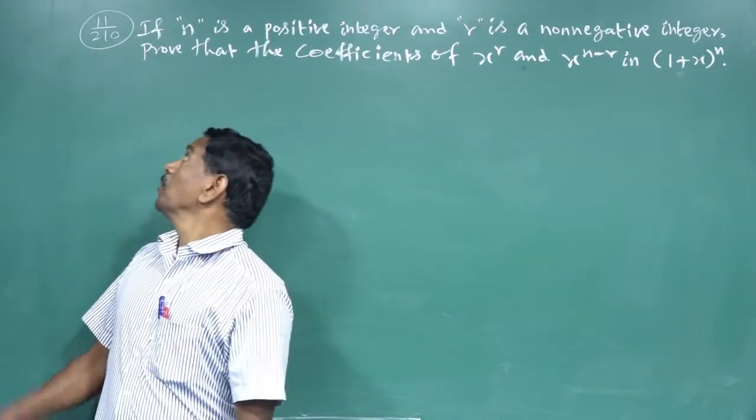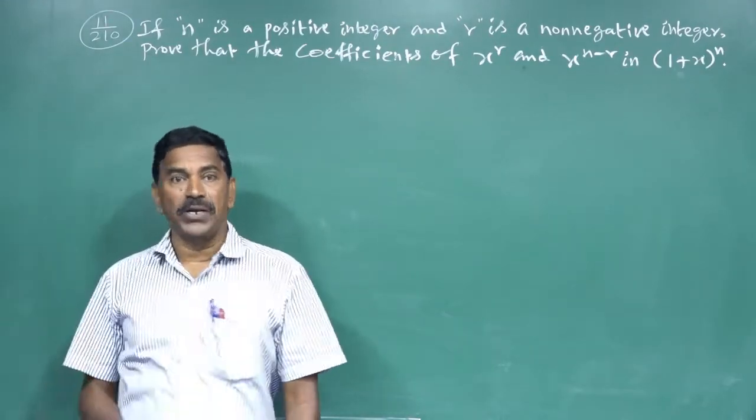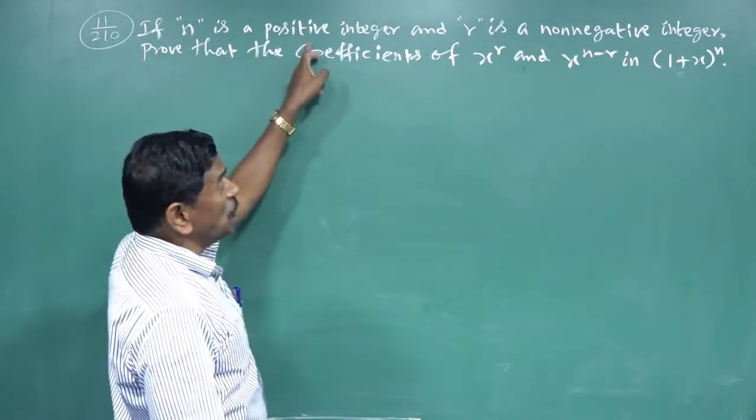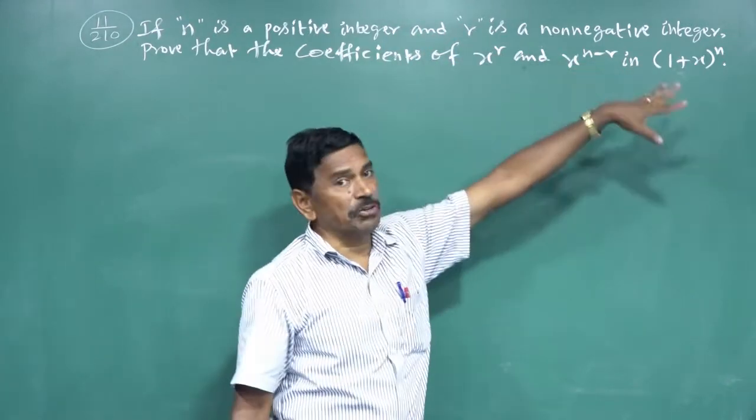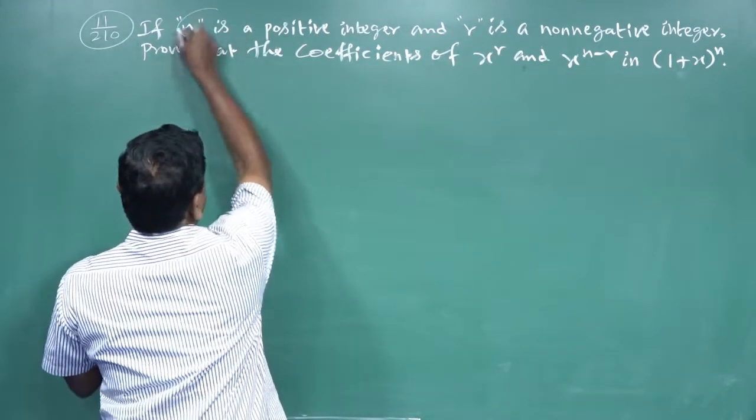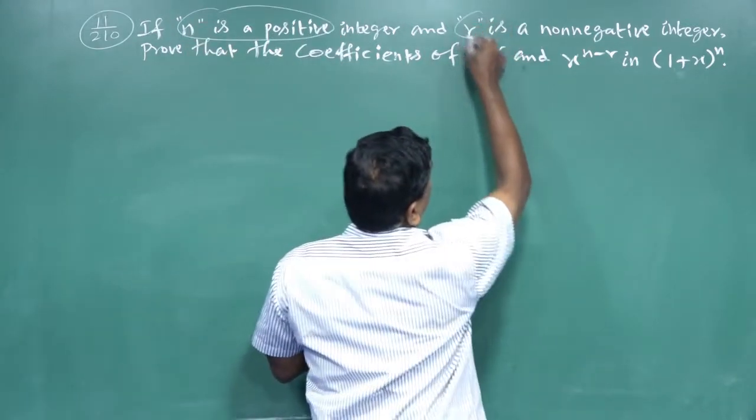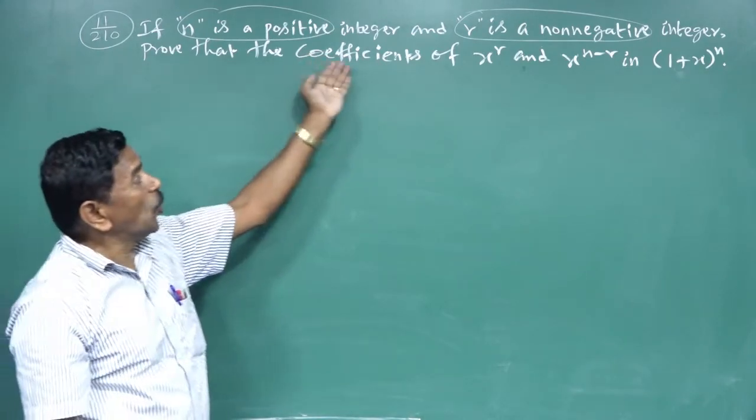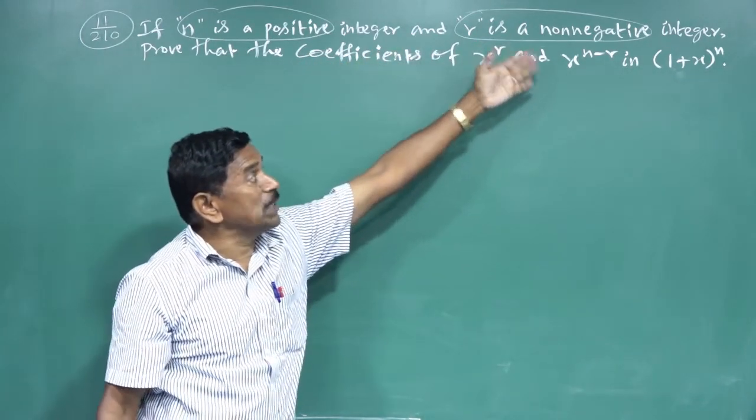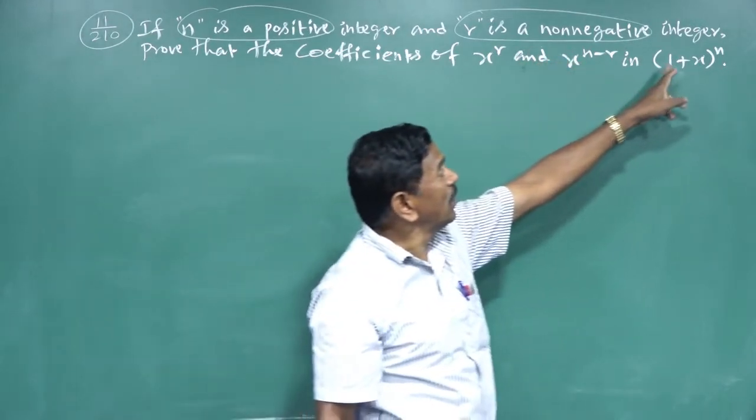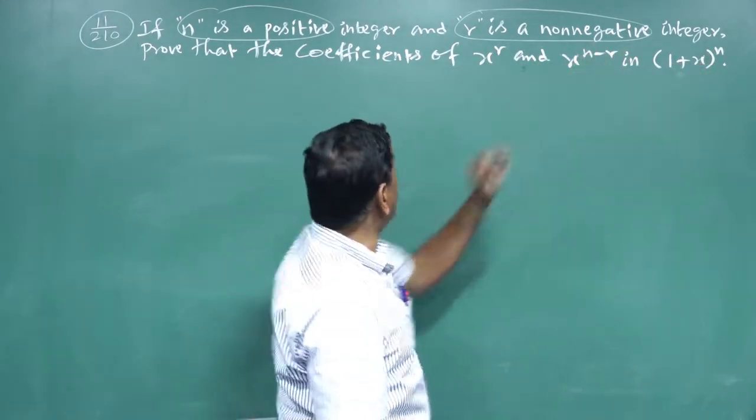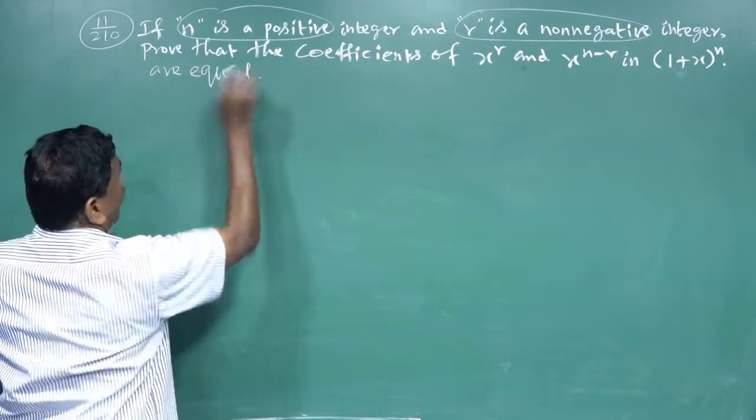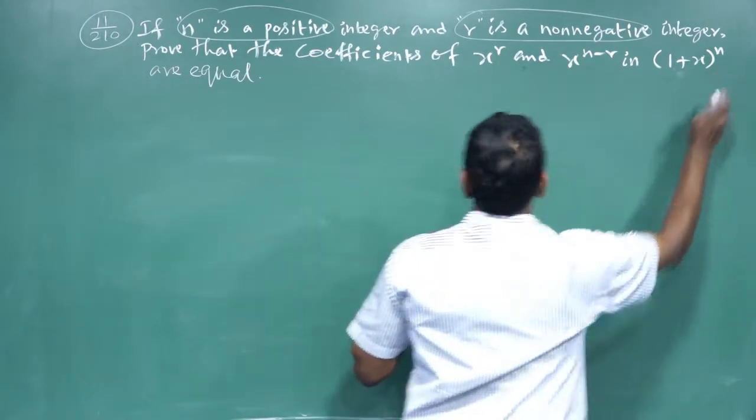Children, listen. Now the 11th question from exercise 5.1. The question is: if n is a positive integer and r is a non-negative integer, prove that the coefficients of x power r and x power n minus r in (1 plus x) the whole power n are equal. Now the solution.